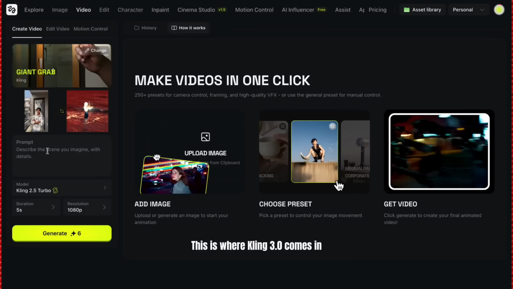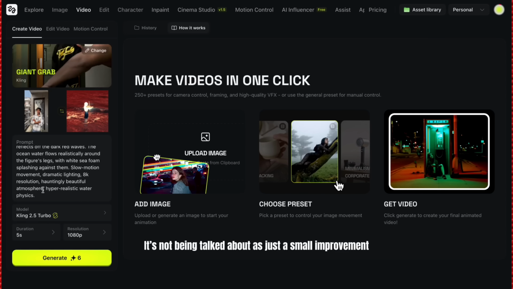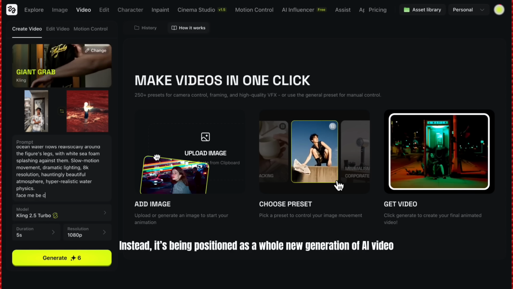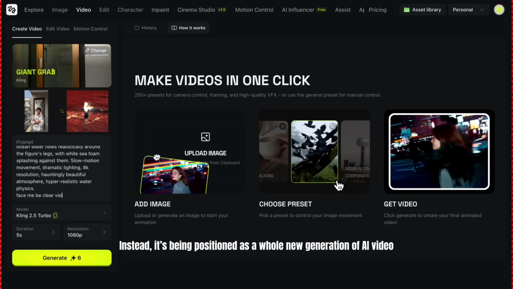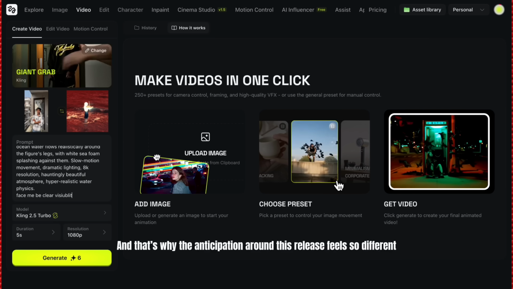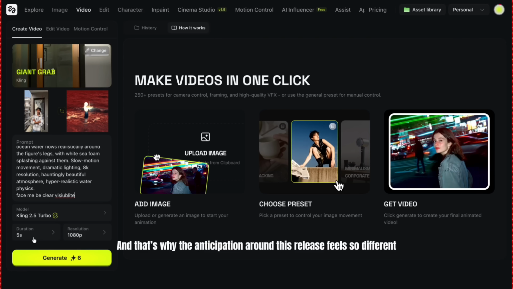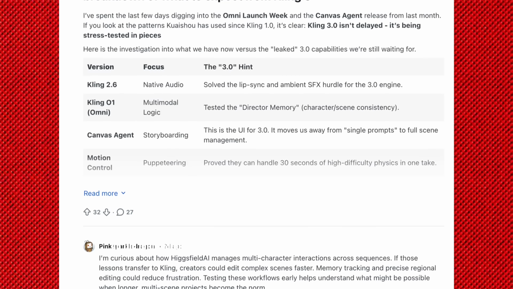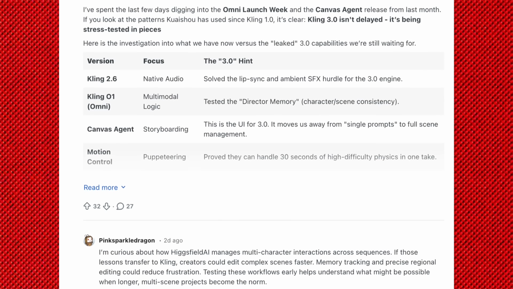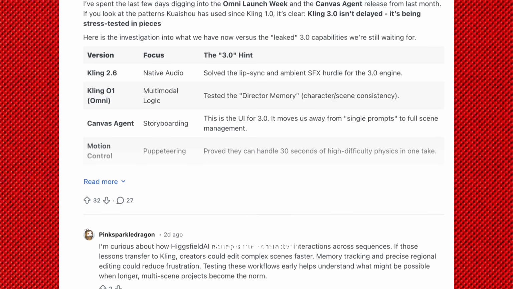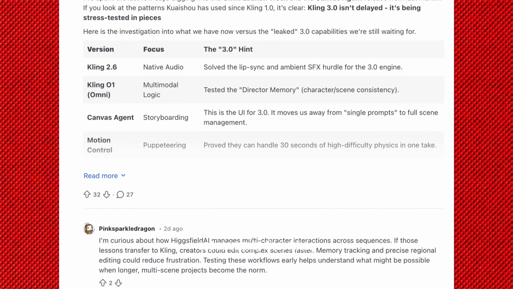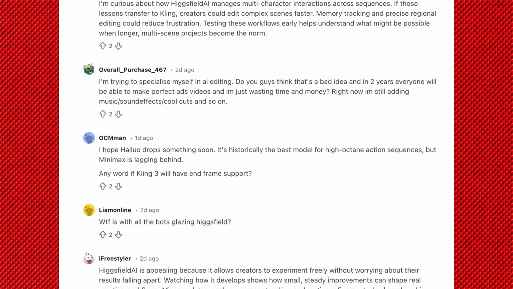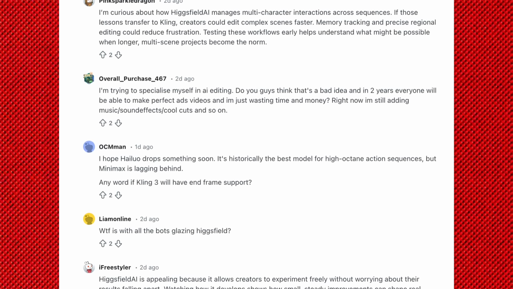This is where Kling 3.0 comes in. It's not being talked about as just a small improvement. Instead, it's being positioned as a whole new generation of AI video. And that's why the anticipation around this release feels so different. So, what do we actually know so far? All the information we have right now comes from public signals, things like official blog posts, social media activity, and community discussions. Nothing is officially finalized yet, but if you look closely, the patterns are becoming very clear.